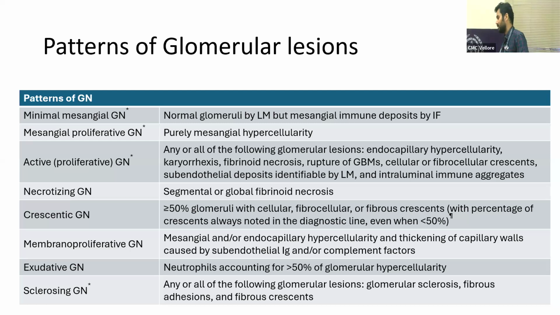Based on the findings, there can be different patterns. Minimal mesangial or mesangial proliferation is mainly seen in SLE. Then active proliferative GN means the presence of crescents or hypercellularities indicates proliferative GN. The presence of fibrinoid necrosis indicates necrotizing GN, and the presence of more than 50% crescents, you can call it crescentic GN. And then exudative means the presence of neutrophilic infiltration, mainly seen in infection-related glomerulonephritis.